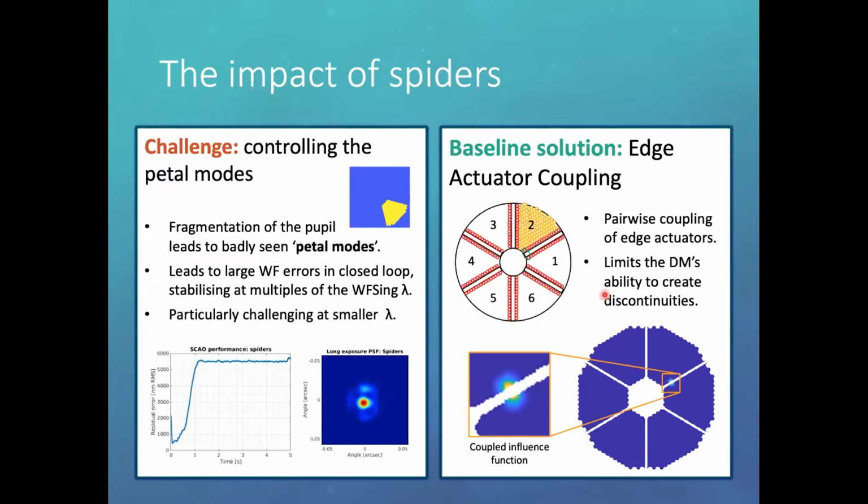So our baseline solution for dealing with this effect is something we call edge actuator coupling. Basically we pair actuators across the spider, across the segment. We do this in the control space, and then they act as a single actuator. So you would have an influence function, something like this. And this basically limits the DM's ability to create those sharp discontinuities.